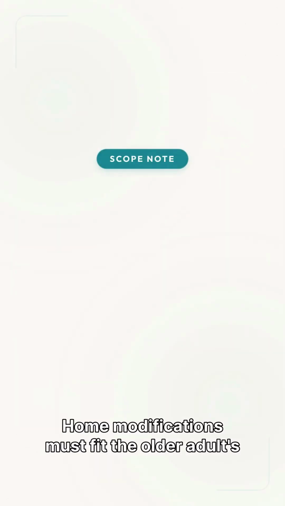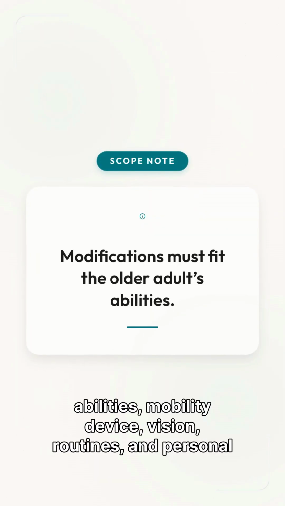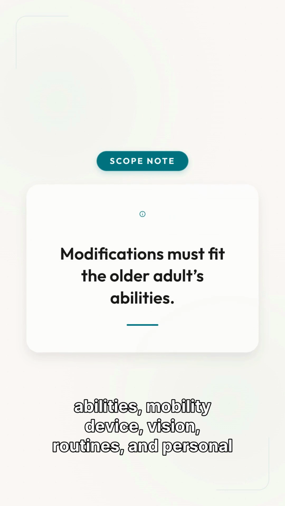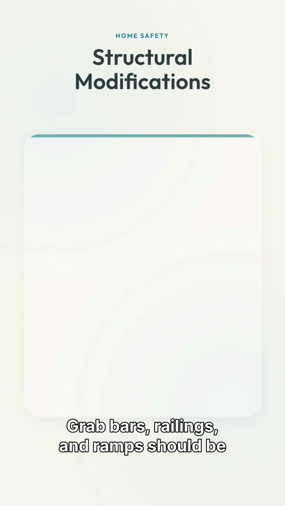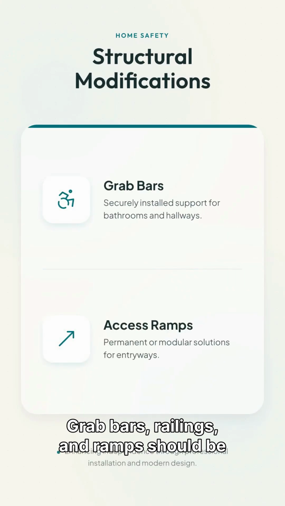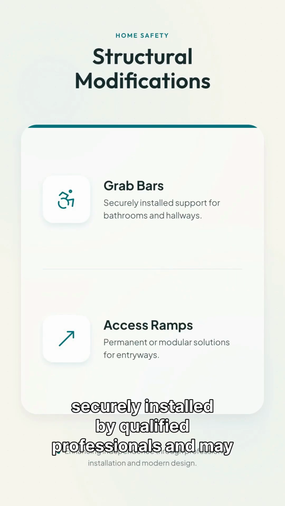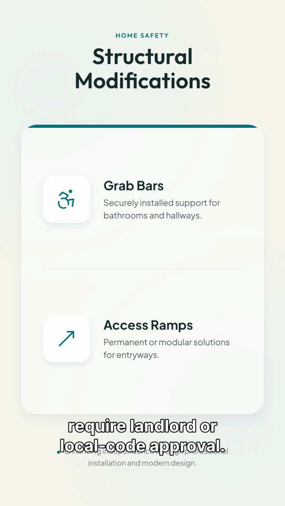Home modifications must fit the older adult's abilities, mobility device, vision, routines, and personal preferences. Grab bars, railings, and ramps should be securely installed by qualified professionals and may require landlord or local code approval.